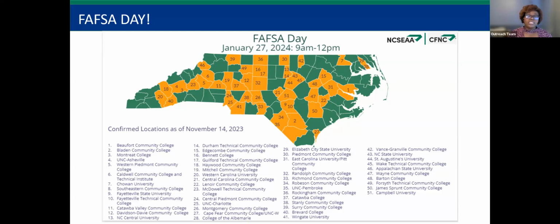If you live in a county that's green right now, and you have a strong relationship with the community college or the four-year college that's in York County and you don't see them here, nudge them, reach out to them and ask them if they would be willing to participate in FAFSA Day. Share their contact information with me. My email address will be at the end of the slides.